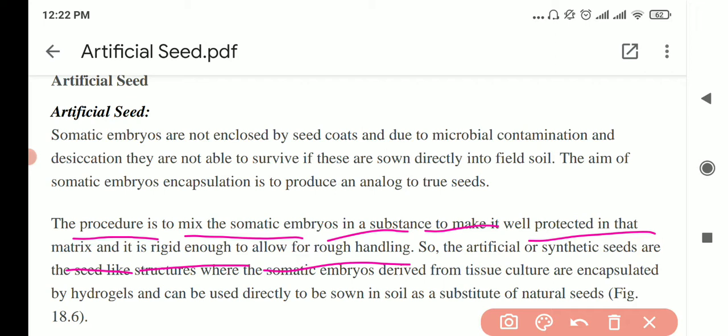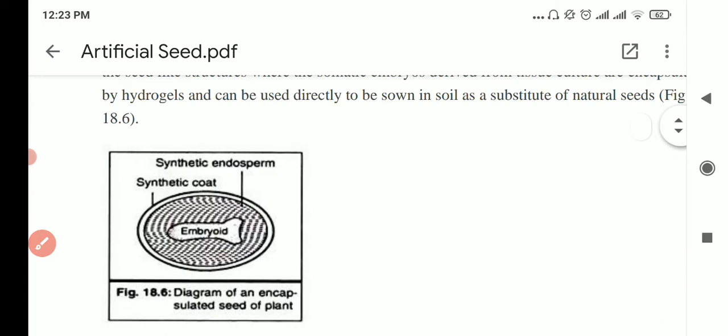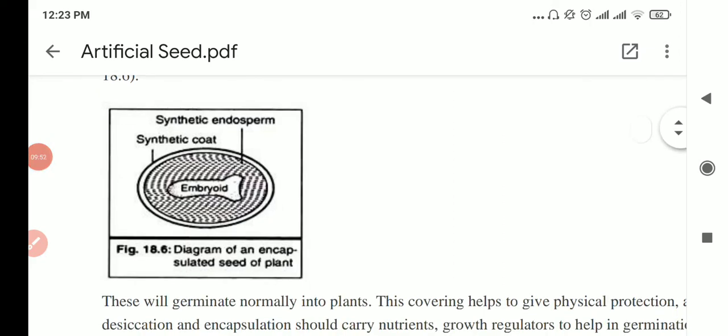So the artificial or synthetic seeds are seed-like structures where the somatic embryo, that artificial embryo, that part of the leaf or stem or shoot, whatever, taken from the tissue culture, is covered, encapsulated by hydrogels, and can be used directly to be sown in the soil as a substitute for the natural seed. Okay, so I think it's more than clear enough from my explanation. Now let's look at the diagram.